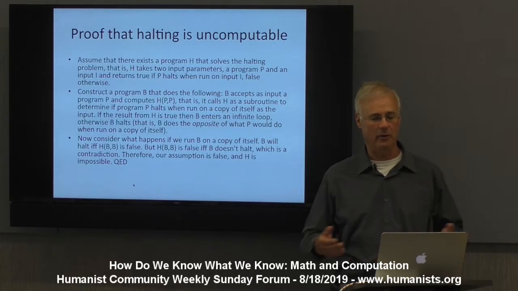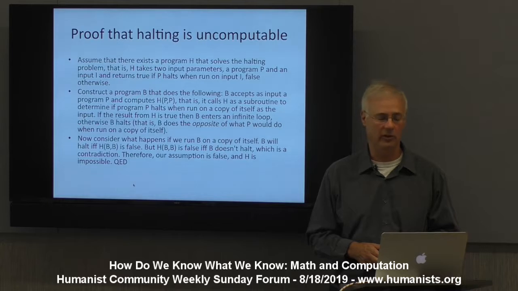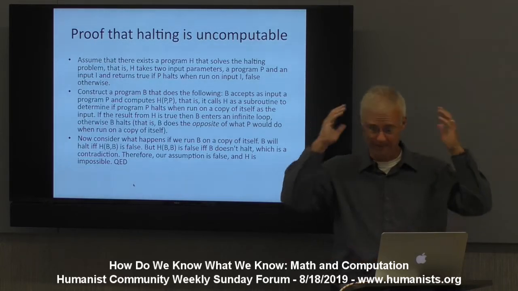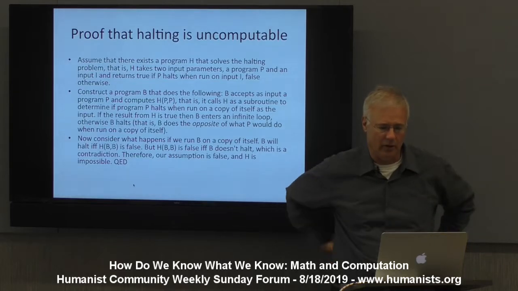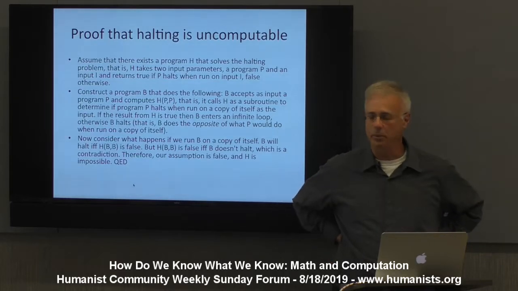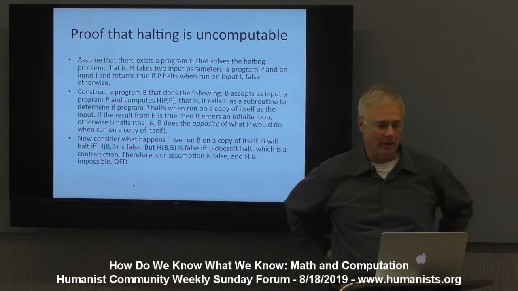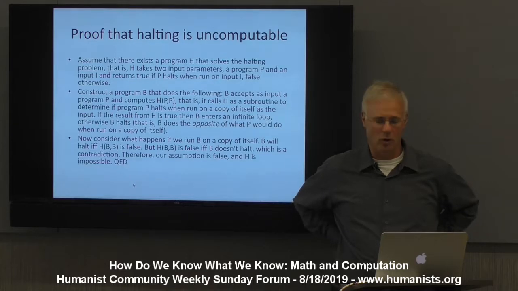So we assume that we can solve the halting problem, which is to say that there exists some program, which we're going to call H for halting, that solves the halting problem. That is, H takes as input 2 parameters, a program P and an input I, and returns true if P halts when run on input I, false otherwise. Everybody with me so far? All right, so now we're going to construct a new program that we're going to call B for no particular reason.